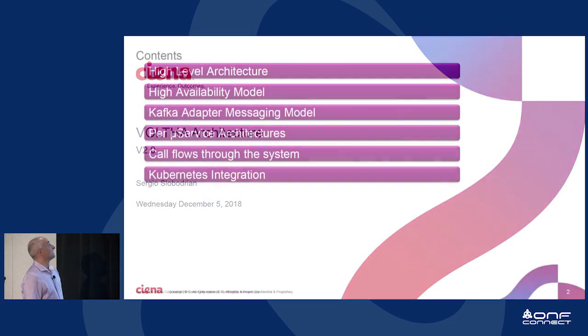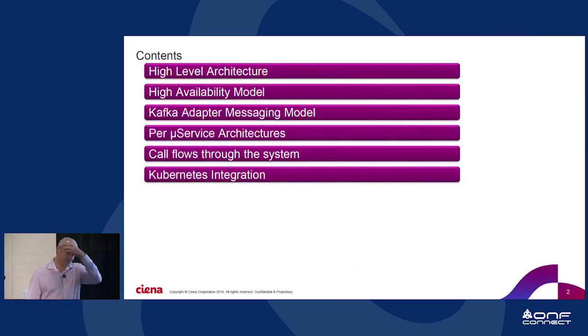Okay. So what we're going to look at through the presentation is the high-level architecture, the high availability model that we're using for 2.0, the Kafka adapter messaging model, and that's important now for 2.0 because we've put a Kafka bus between the adapters and the actual core of VOLTHA. The per microservice architecture for each of the microservices that make up VOLTHA, call flows through the system, and how we're integrating into Kubernetes.